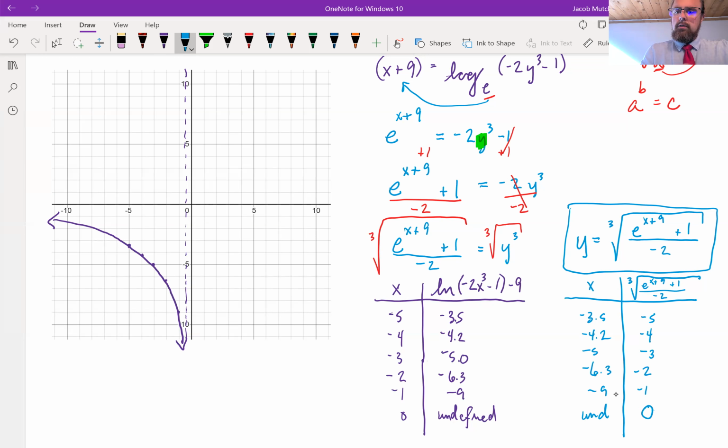So we'll start, let's graph our points in order here. So negative 3.5 is negative 5. Negative 4.2 is negative 4. So we see kind of a close interaction between the graphs here. Negative 5 is negative 3. Negative 6.3 is negative 2. And then negative 9 is negative 1. So our graphs are very close.